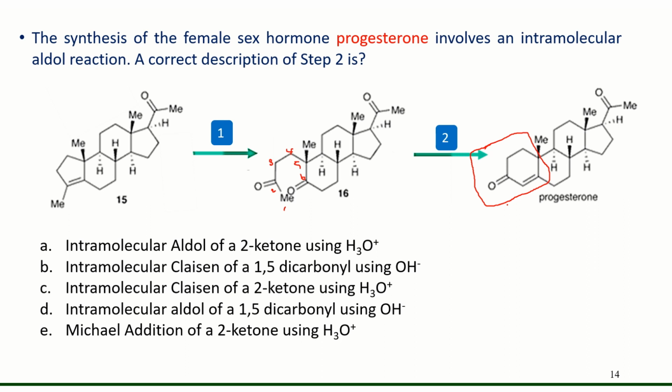And later on, in a couple of slides, well, not today, but in the next block, we will talk about the Robinson ring annulation, and this will be a key step, in fact the final step in the Robinson ring annulation. So to answer your question, therefore, it is of course D. Why? Because aldols do not occur under acidic conditions.